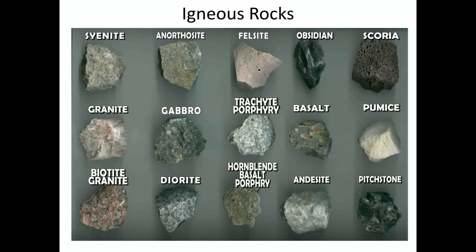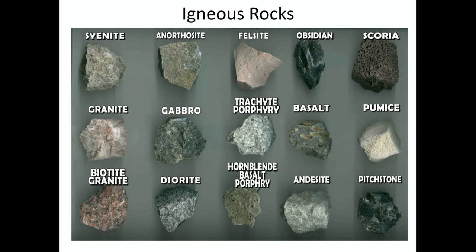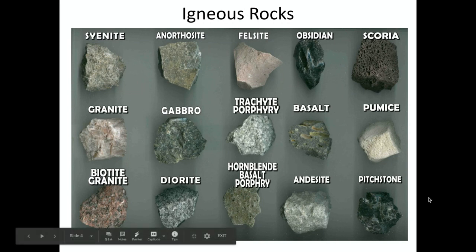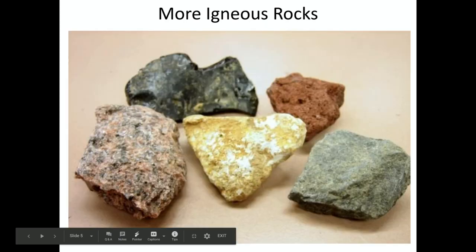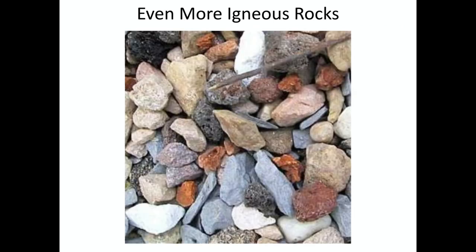Here would be an extrusive igneous rock, because it's got very small mineral grains and it's very light colored, and that makes it granitic. And then there are your basaltic rocks that are very, very dark colored because they're very high in metals. So igneous rocks come in a wide variety of colors and textures because of where they were formed and what they were formed out of.